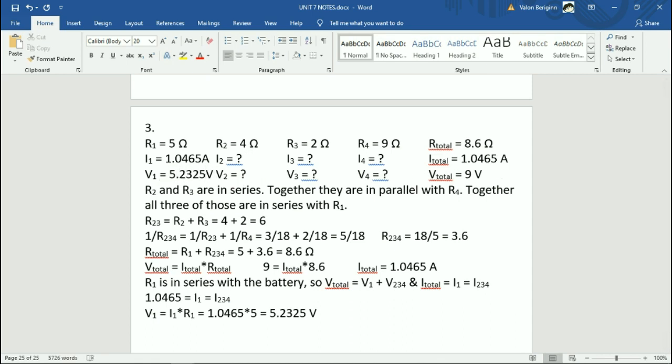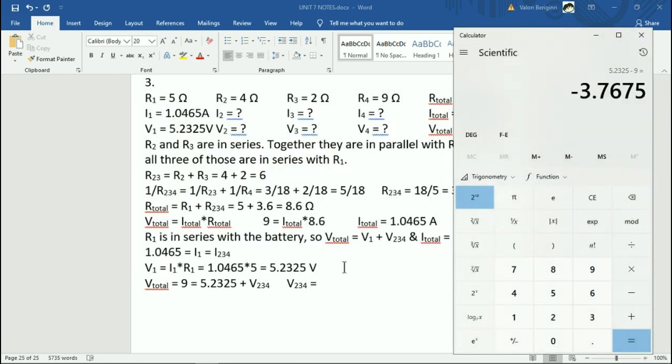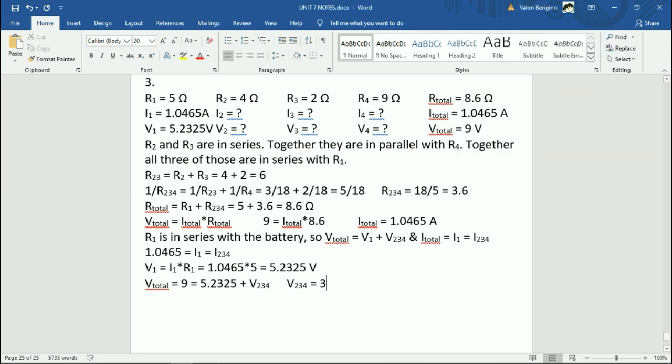I should round these up another level. Whatever, it's just not going to look pretty. Too bad. Okay, so we have that. So that's V1. However, we have V total equals V1 plus V234. So V total equals 9 equals V1 plus V234, so 5.2325 plus V234. Therefore, V234 equals 3.7675.